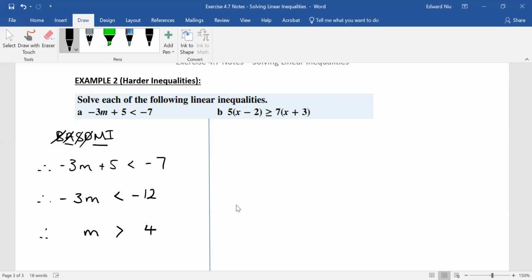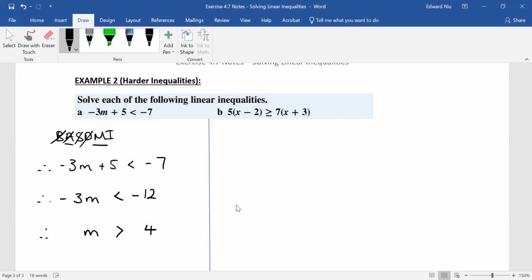Because if we were to substitute 4 into this m, for example, -3 times 4 gets us -12, plus 5 gets us -7. So notice how -7 is the point where it's equivalent to the right side of the inequality. Let me just re-explain that. Notice how we substituted it in, the left side equals -7.